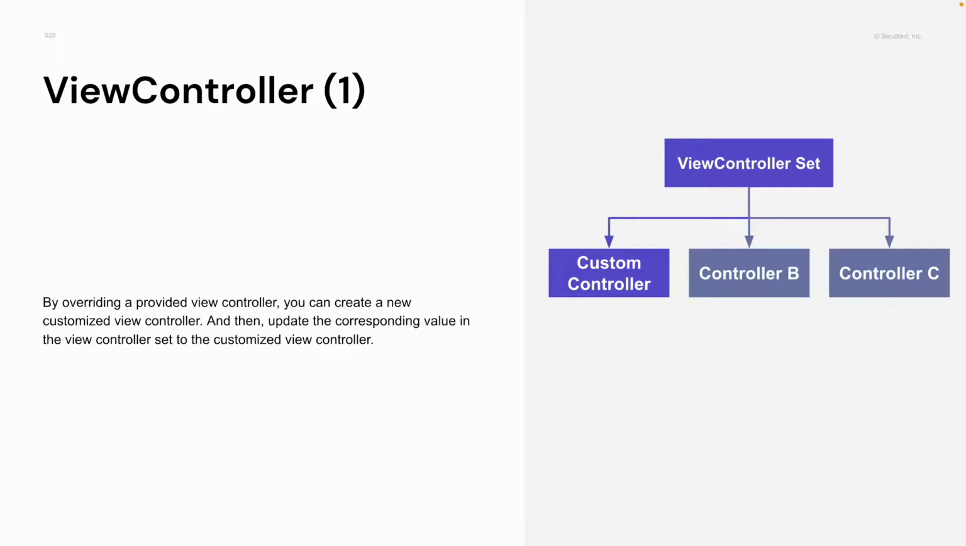The first way to customize is to update the ViewControllerSet. By overriding a provided view controller, you can create a new customized view controller and then update the corresponding value in the view controller set to the customized view controller. Now it's used as a default view controller for its key function.